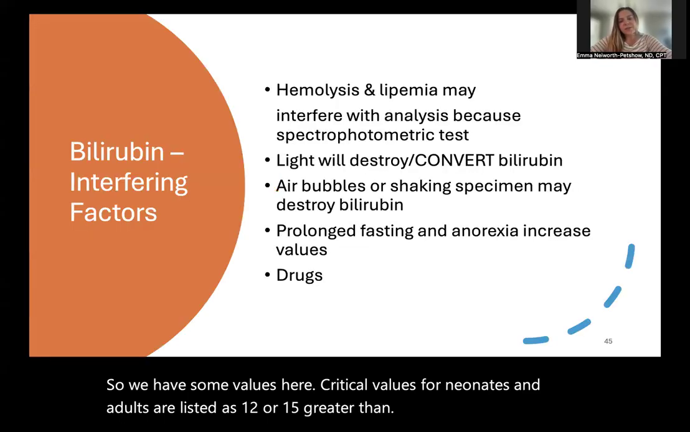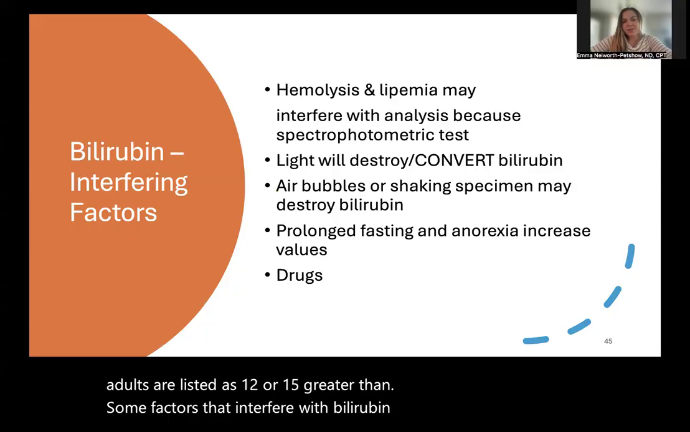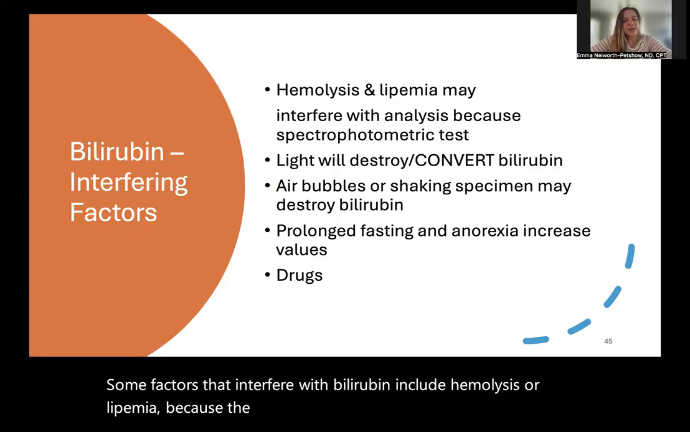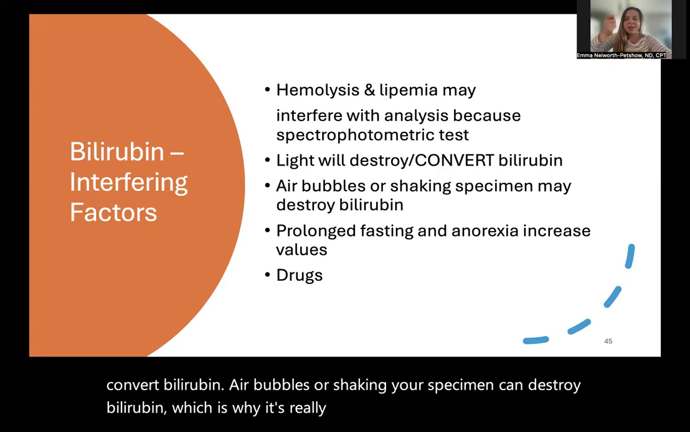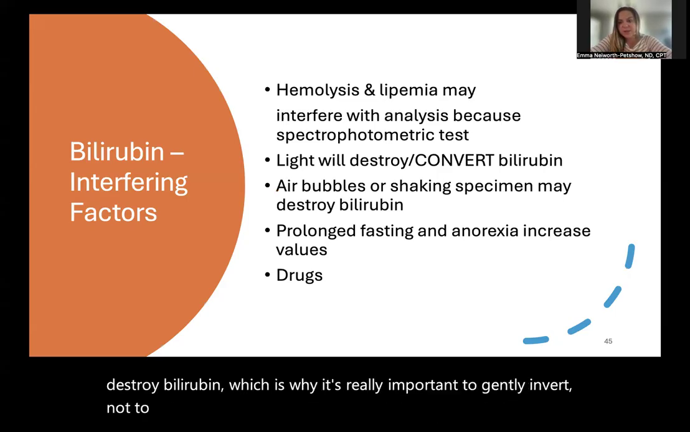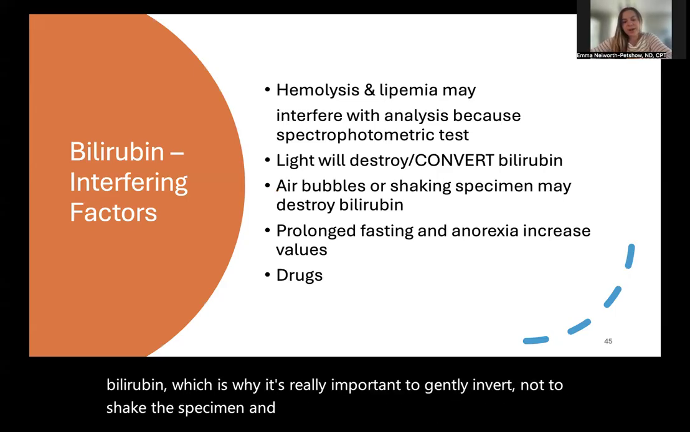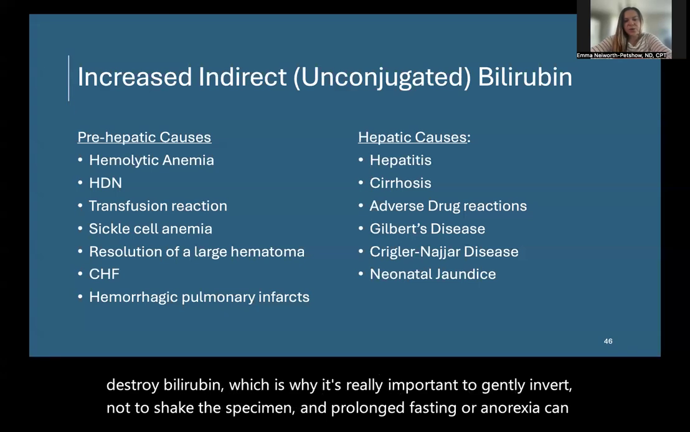Some factors that interfere with bilirubin include hemolysis or lipemia, because with the spectrophotometric test, light will destroy or convert bilirubin. Air bubbles or shaking your specimen can destroy bilirubin, which is why it's really important to gently invert, not to shake the specimen. And prolonged fasting or anorexia can increase values as well as drugs.